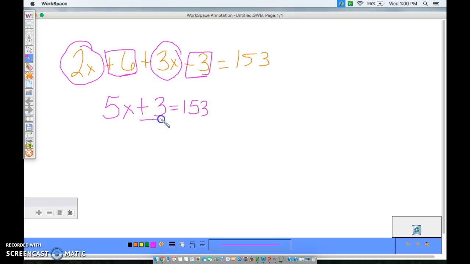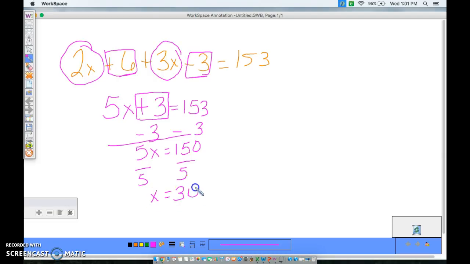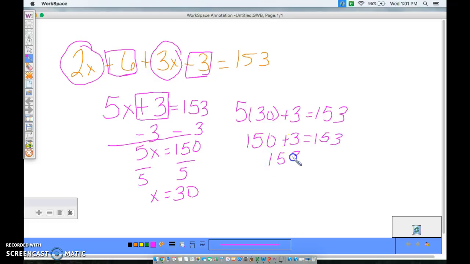And now we walk through the same steps. We're going to subtract our constant from both sides. 5x equals 150. And divide both sides by 5, we get that x equals 30. Going to check your work like always. We don't have to come up here to check our work. We can check our work right here. So 5 times 30 plus 3 should be 153. 5 times 30 is 150, plus 3 is in fact 153. I know that I've successfully worked out this problem.